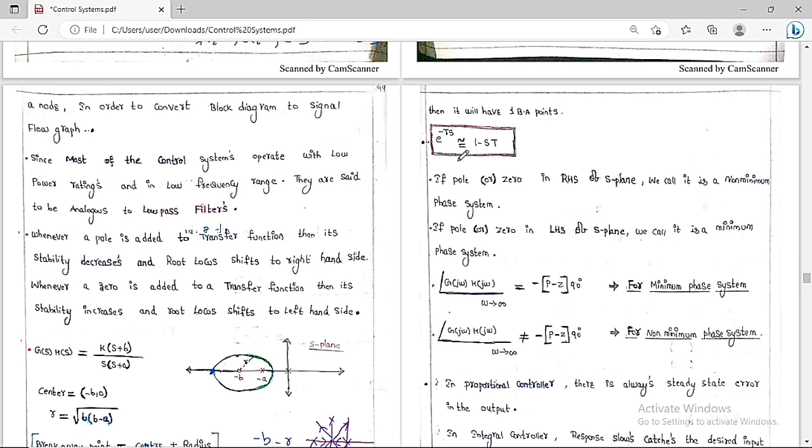Therefore we can say e to the power of minus ts is nearly equal to 1 minus st. This point you always have to keep in your mind.